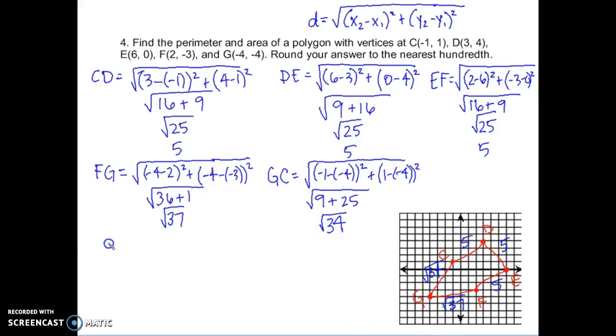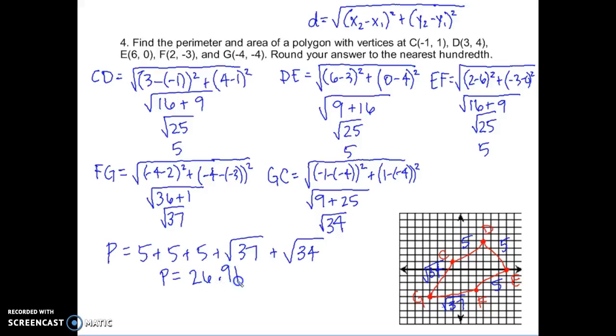So to find my perimeter, add them all together. I've got 5 plus 5 plus 5 plus the square root of 37 plus the square root of 34. To get the square root in the calculator, it's second and then the x squared button on the left-hand side. Plug all this in your calculator because it wants you to round to the nearest hundredth, and we should get 26.91 units.